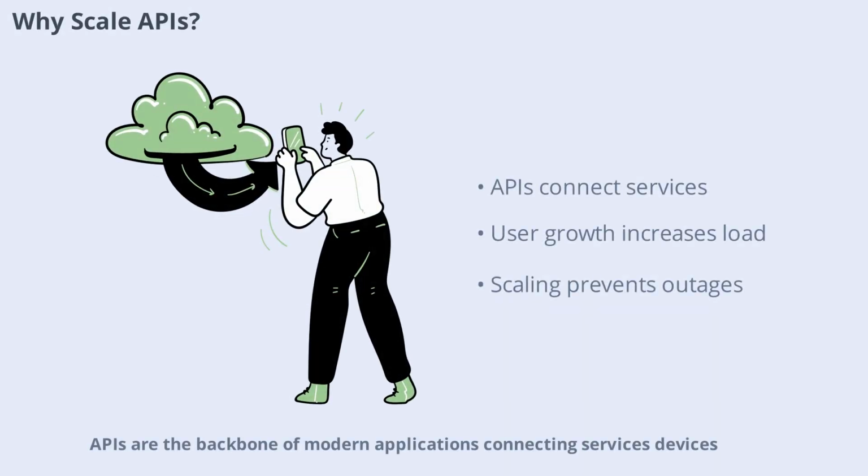APIs are the backbone of modern applications, connecting services, devices, and users. As your user base grows or your product expands, the number of API requests can skyrocket. If your API isn't ready to scale, users may experience slowdowns, errors, or outages. Scaling ensures your API can handle increased traffic without compromising performance. It's not just about handling more requests, it's about maintaining reliability, security, and speed.